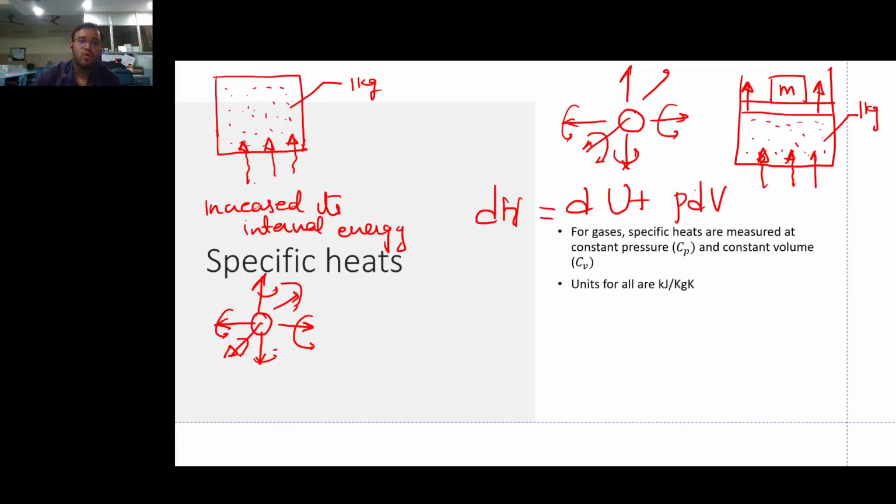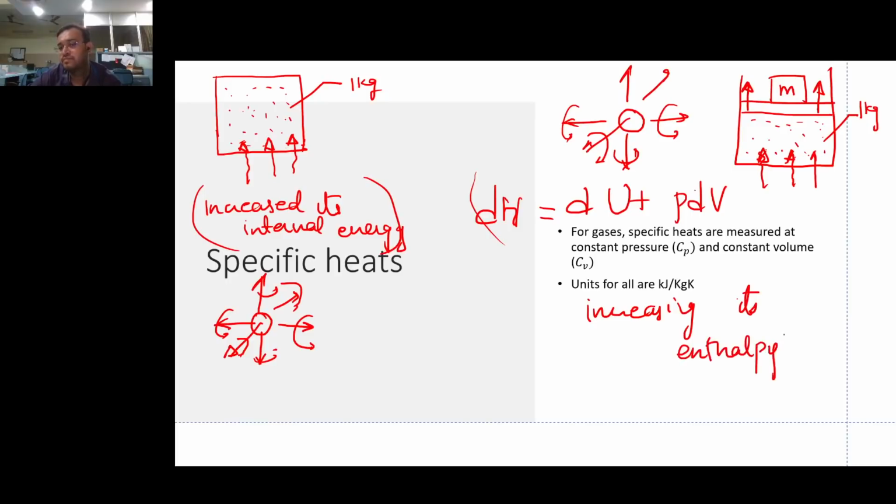So when you heat a substance at constant volume, what you're doing is increasing its internal energy. And when you heat a substance at constant pressure, what you're doing is increasing its enthalpy. Using this, we are going to look at a different way of expressing Cp and Cv.